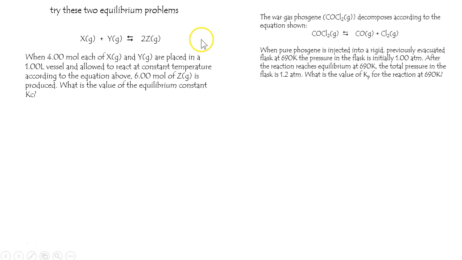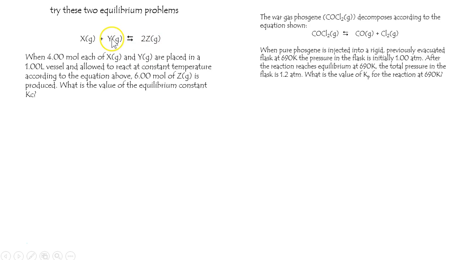Nothing gets eliminated, no solids or liquids. When 4 moles each of X and Y, so those are my initial conditions for X and Y, no Z yet, are put in a 1-liter vessel, that means the concentration is 4 molar. After all, molarity is moles per liter. And allowed to react, it hits equilibrium, and you end up with 6 moles of Z. So the change for Z is from 0 to 6.